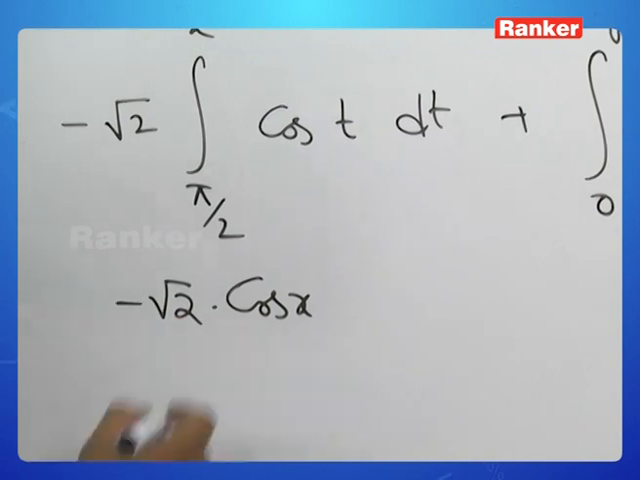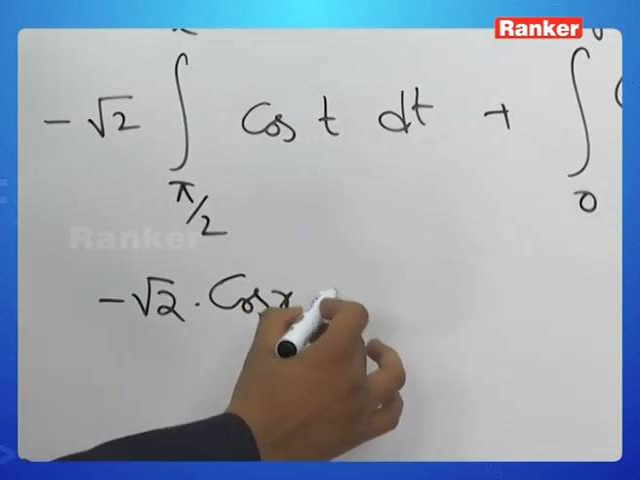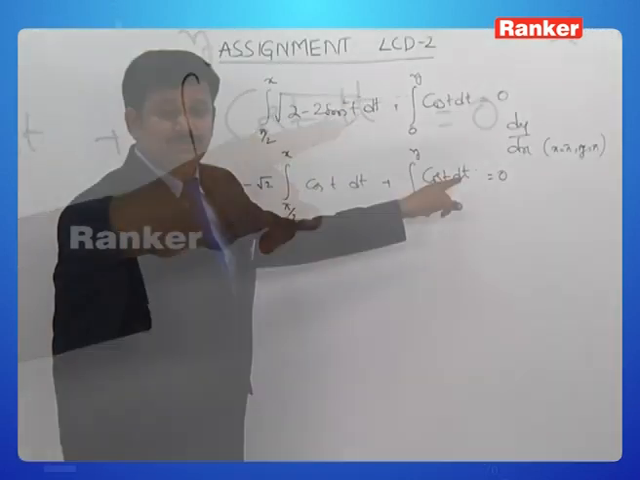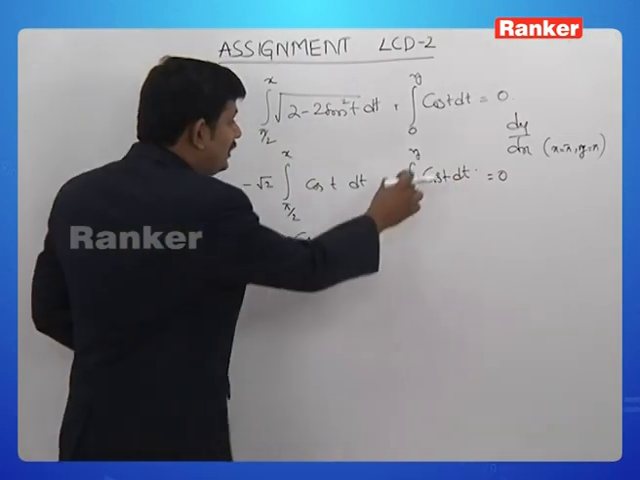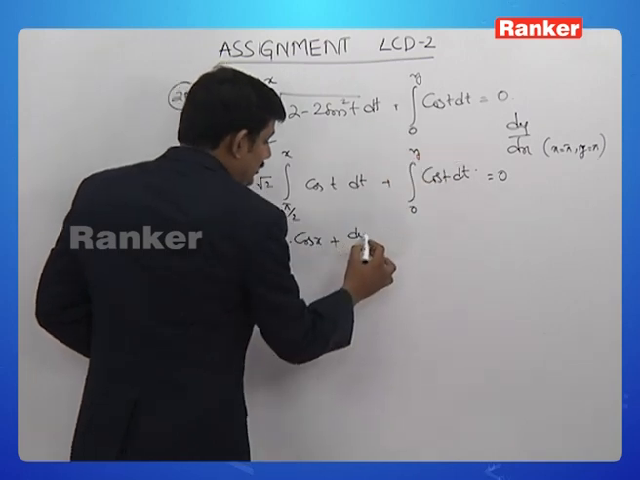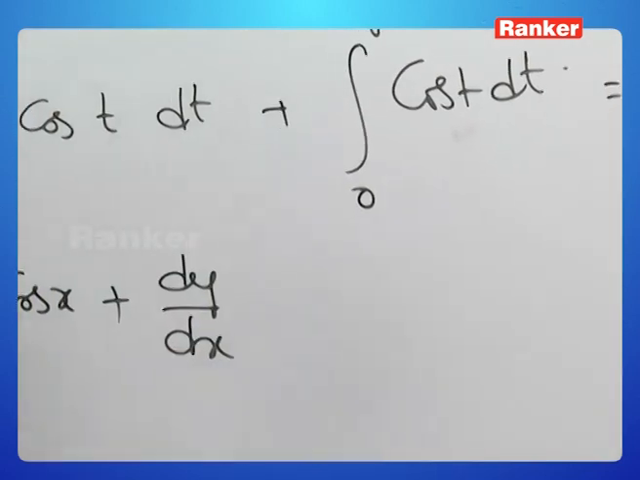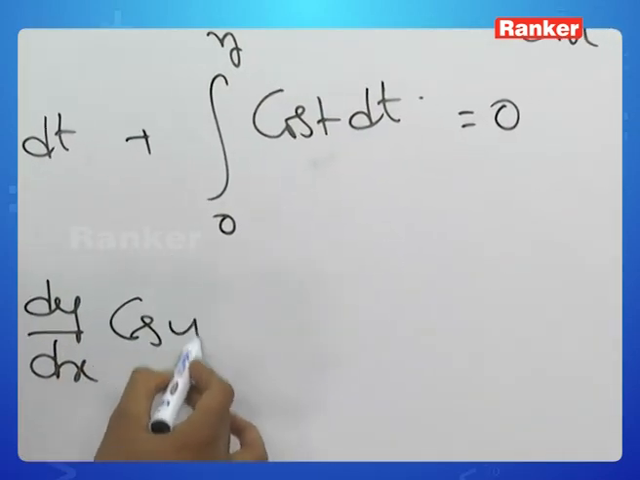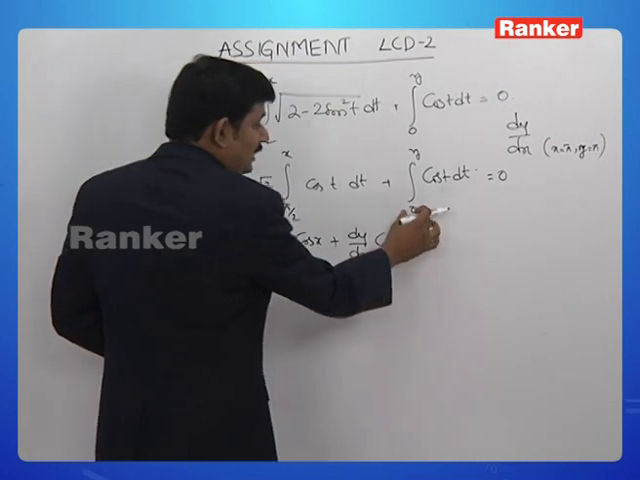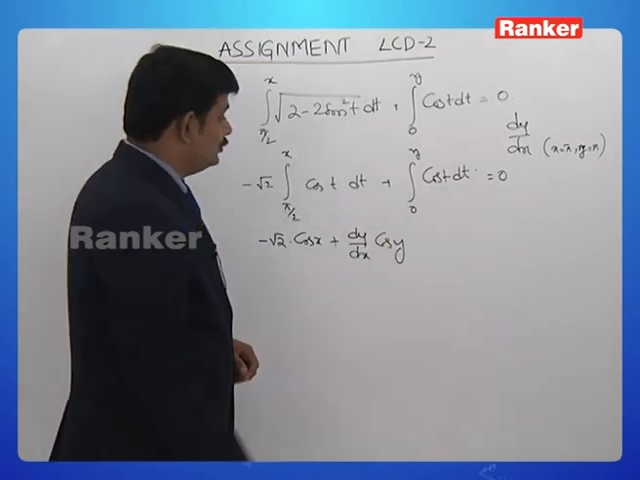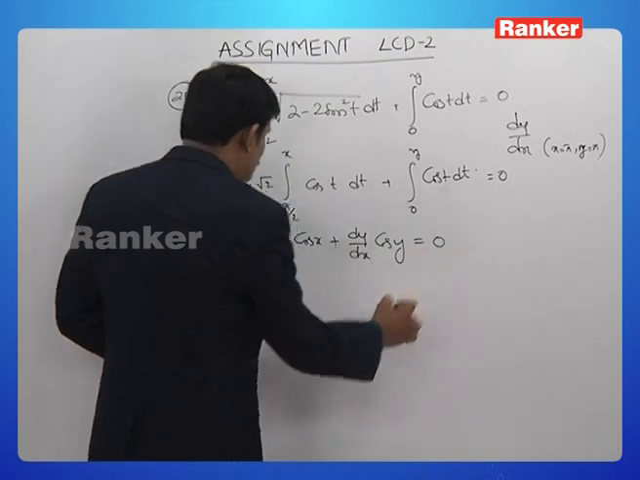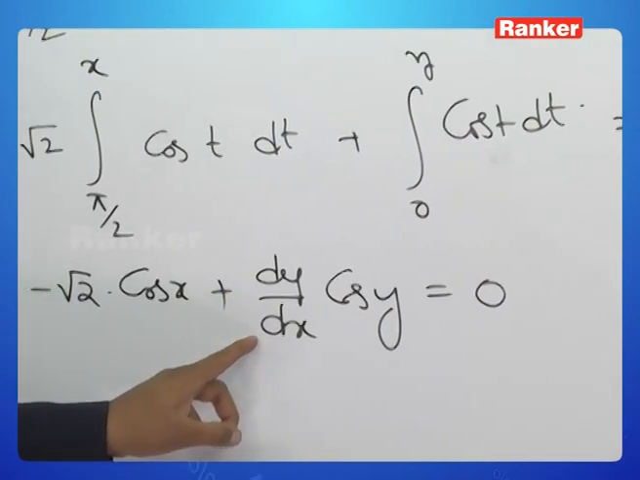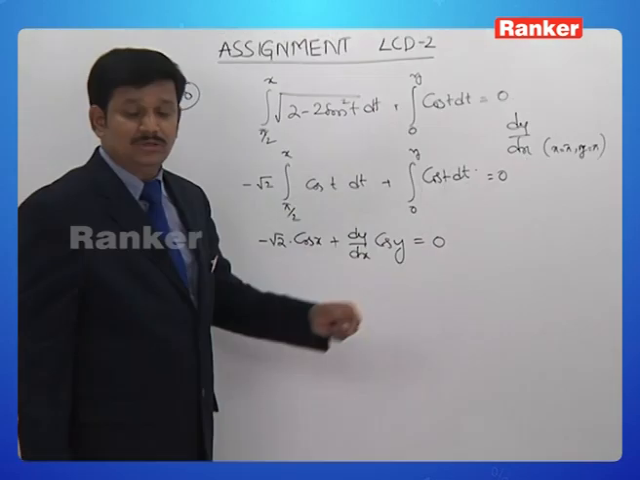So minus root 2 cos x plus, differentiate the integral 0 to y of cos t dt with respect to x. The derivative of the upper limit is dy by dx, into substituting the upper limit, cos y, minus the derivative of the lower limit, 0, into whatever it is, 0. So this equation is minus root 2 cos x plus dy by dx into cos y is equal to 0.